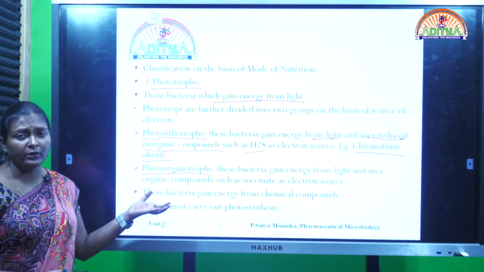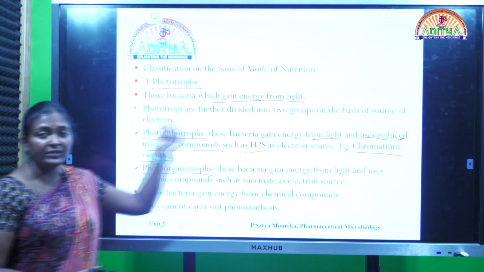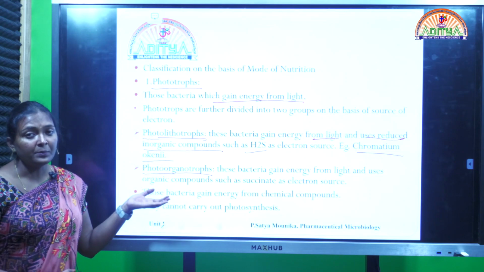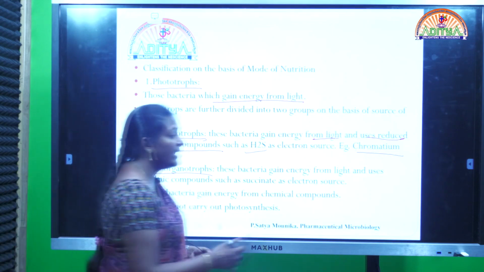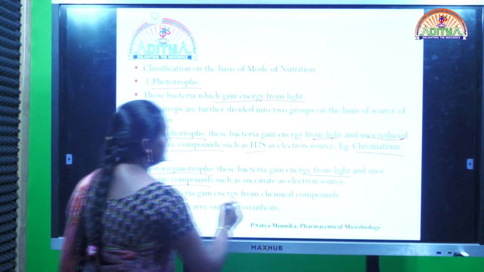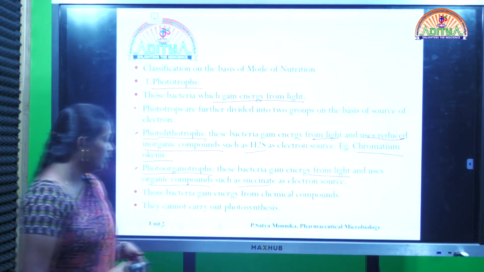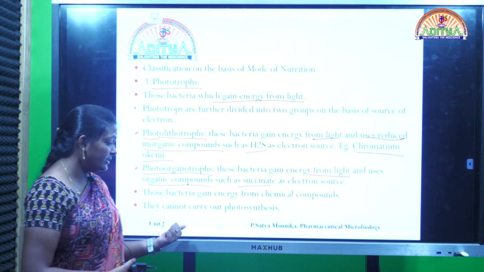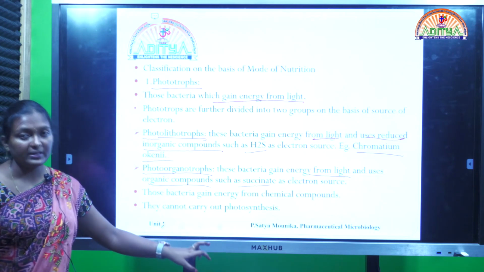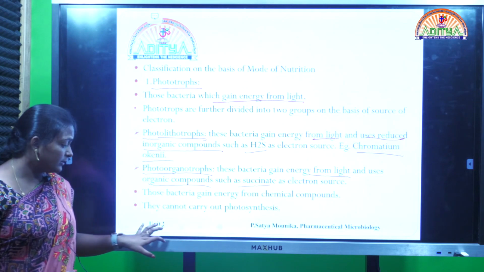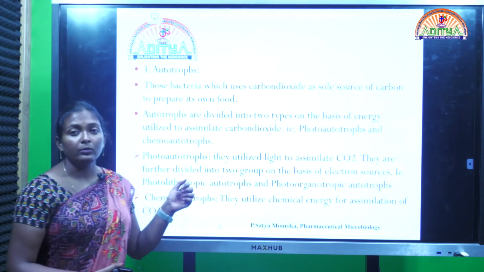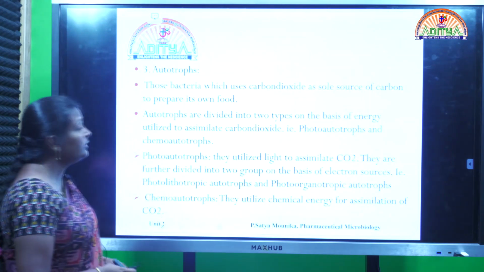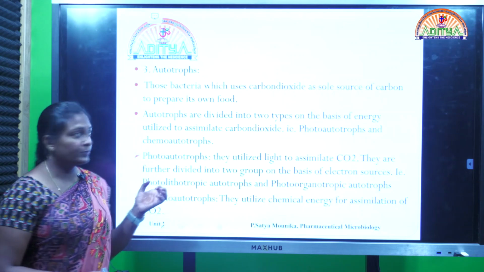Now coming to the photoorganotrophs, if the lithotrophs obtain energy from the light as well as inorganic compounds, here the bacteria is obtaining energy from the light as well as organic sources such as succinate. Now these bacteria completely gain energy from the chemical compounds, and they cannot perform photosynthesis. If they could photosynthesize, they wouldn't have to depend upon any other substance, isn't it? Now coming to the next class, they are called autotrophs.